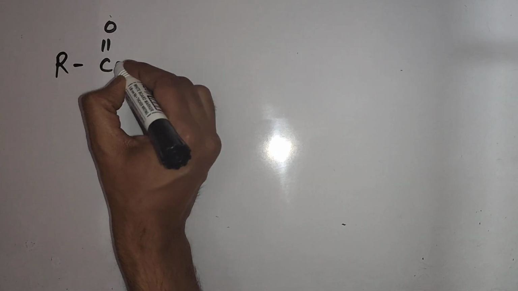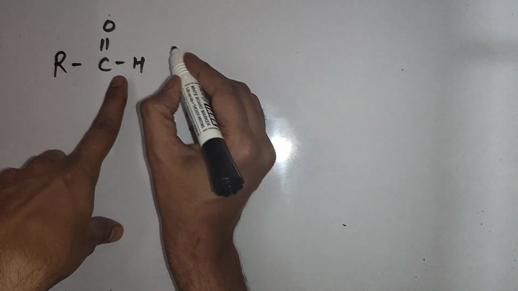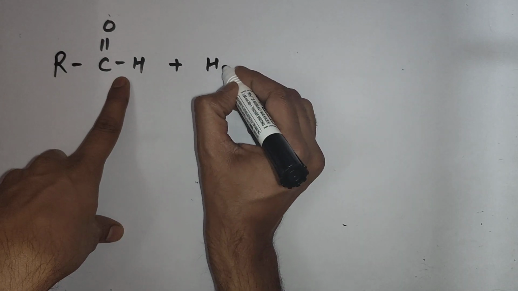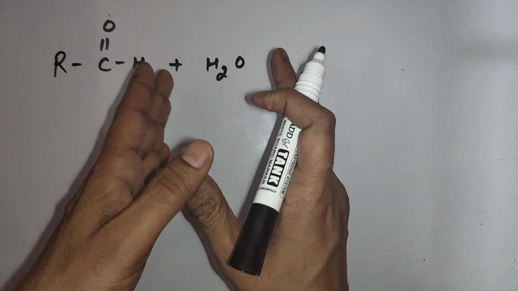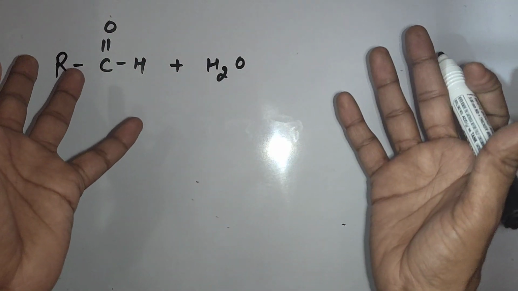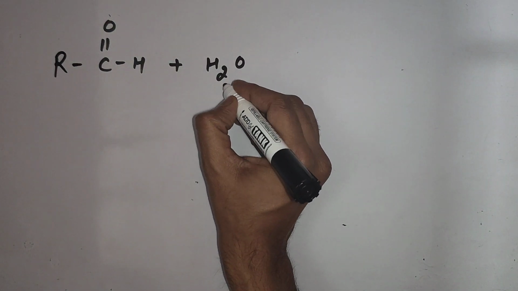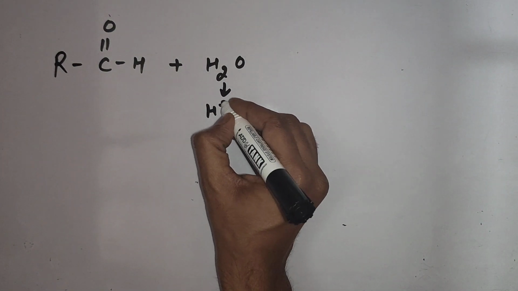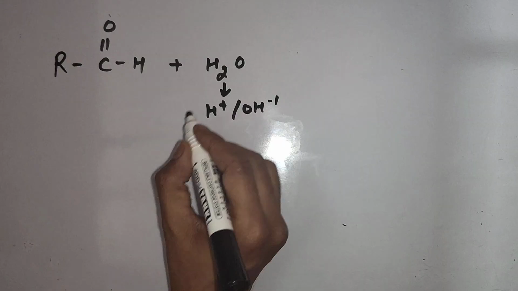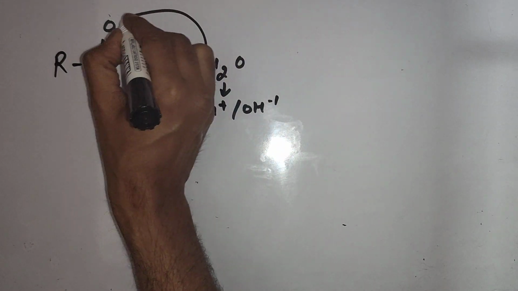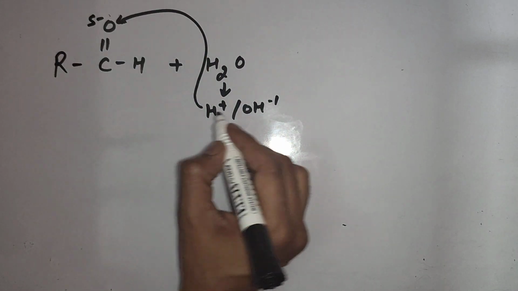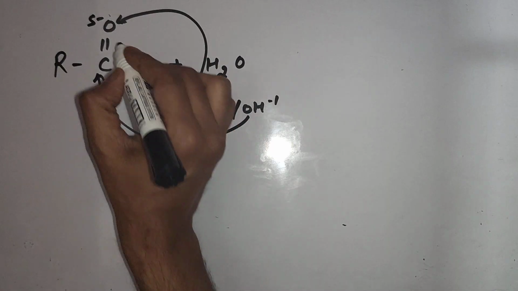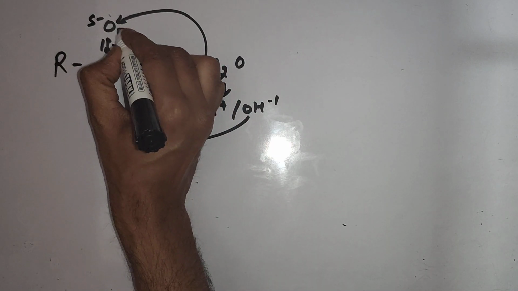Aldehydes which are generated over here will react with water molecules, like they were reacting in the case of KMnO4, due to which water gives H positive, OH negative. This H positive will attack on oxygen because oxygen is carrying partial negative charge. This OH negative will attack on carbon. Pi electrons will shift toward oxygen.